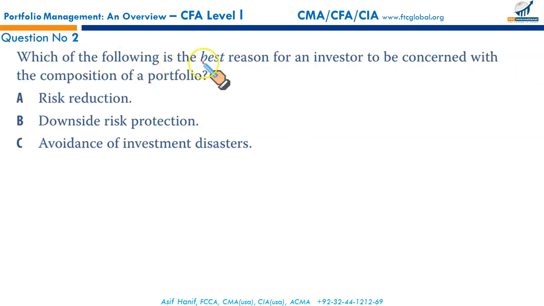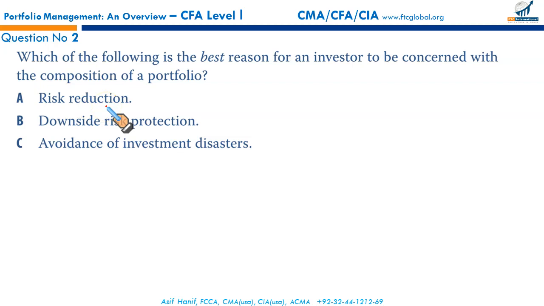Which of the following is the best reason for an investor to be concerned with the composition of a portfolio? Risk reduction, downside risk protection, avoidance of investment disaster. First of all, as I just said, when we combine different assets into a portfolio, this should reduce the portfolio's volatility, right? So it's primarily focused towards risk reduction.